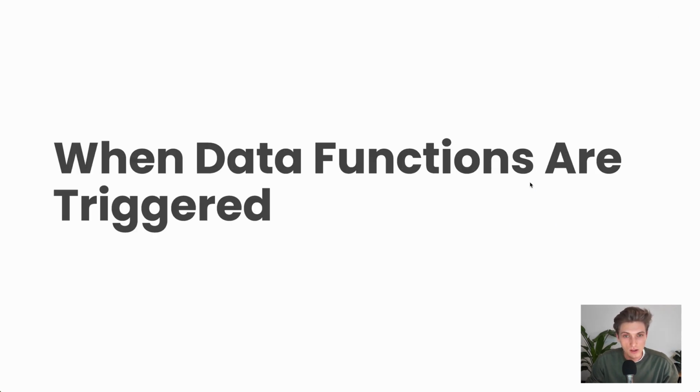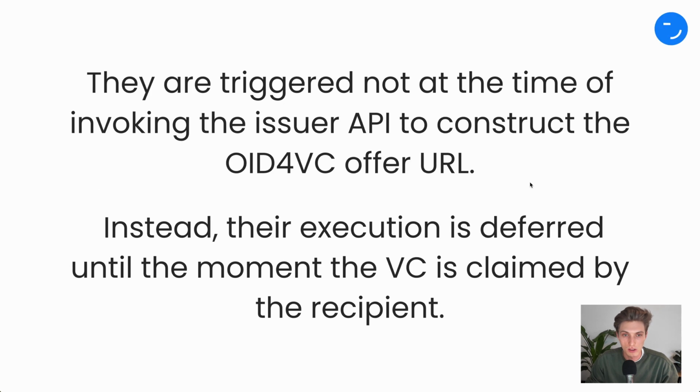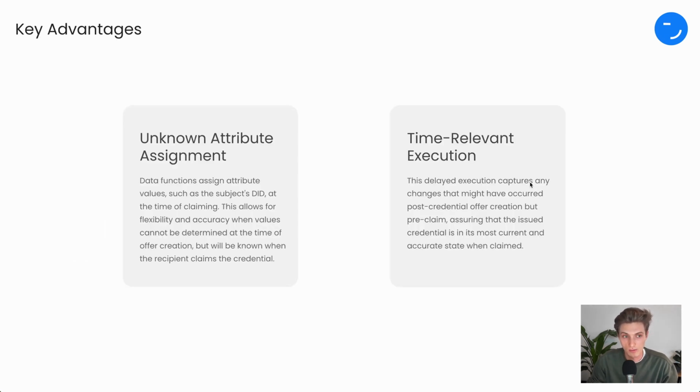And they are triggered not at the time of invoking the issue API to construct the OIDC for VC offer URL, but instead they are executed deferred, in the moment when the VC is claimed by the recipient, which gives us a few unique advantages. So data functions can simply assign attribute values, such as subject did, at the time when the credential is claimed. And this allows for flexibility and accuracy when values cannot be determined at the time of offer creation.